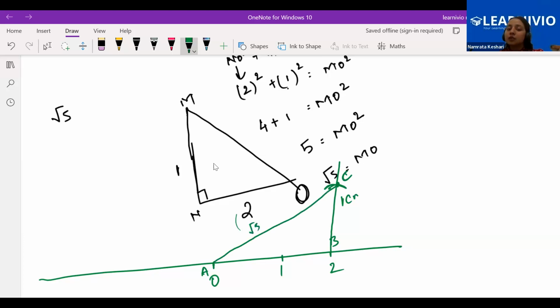So locating root 5 doesn't require the help of another number, right? Directly we can take one of the sides as 2 unit, another side as 1 unit, and then we just have to join them to get root 5 unit. Yes or no? Now whatever root 5 hypotenuse length is there, we will measure it in the compass, and then we will make an arc on the number line. And we will say this is the location of root 5.